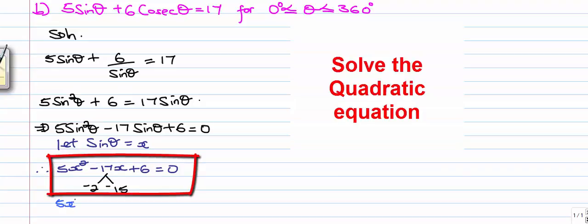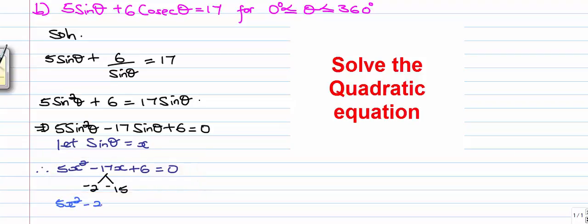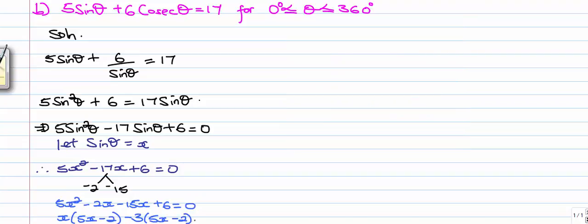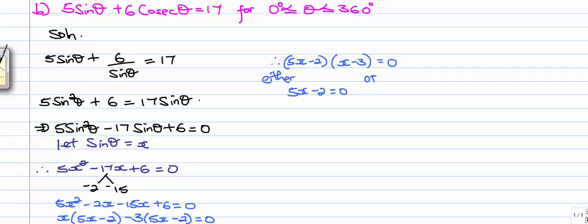You can use several methods, for example, synthetic division, long division. You can also use the formula or completing the square to solve that equation. Whichever way is easier for you, please do use that. Once I solve my quadratic equation, I'll obtain 5x minus 2 times x minus 3 is equal to 0, and therefore those are the roots of that quadratic equation. So either 5x minus 2 is equal to 0 or x minus 3 is equal to 0.